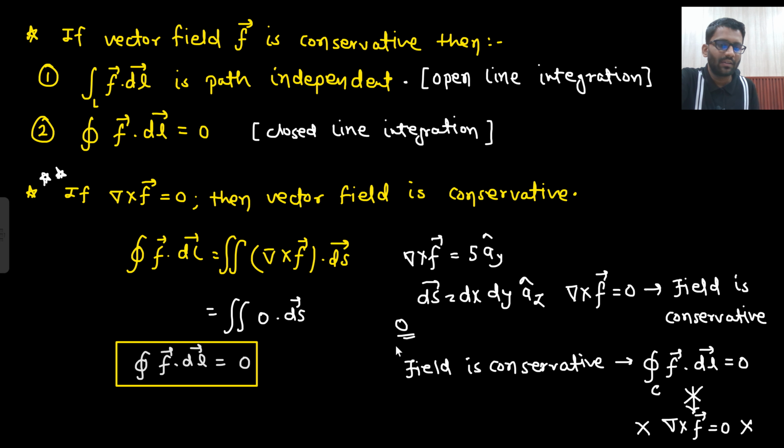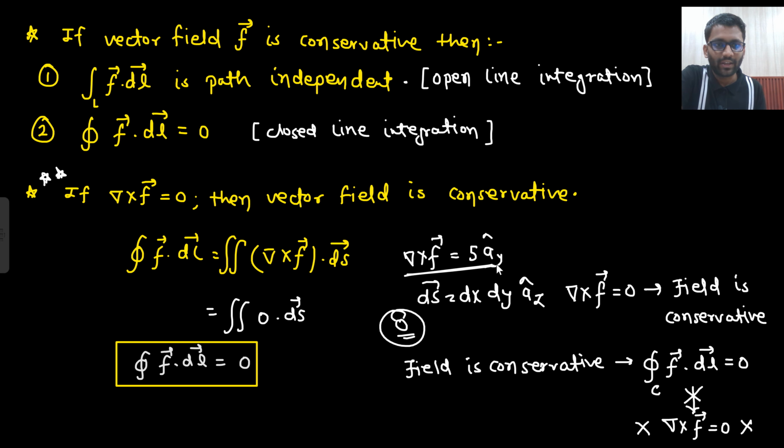So what will be your del cross f dot ds? 0 only. Here del cross f is not equal to 0. Del cross f is 5 ay cap and your ds is dx dy az cap. If you do del cross f dot ds, what are you getting? 0. That means your closed line integration is 0. If your closed line integration is 0, then the vector field f is conservative. But your del cross f was not 0.